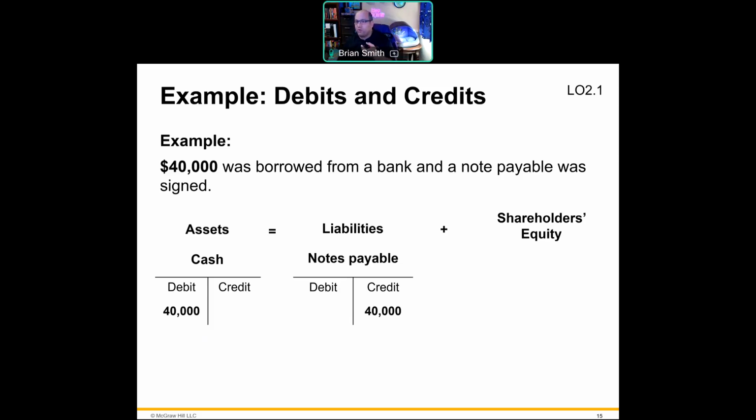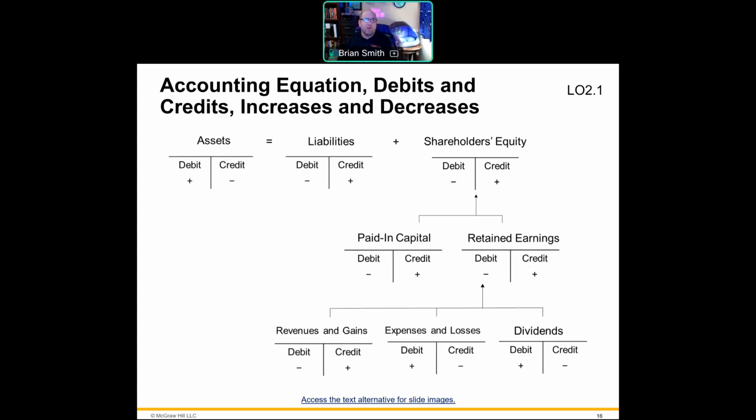Notice it's notes payable, not accounts payable. We borrow from the bank, it is a note payable or a bond payable. The bank's not going to give us a bond. We're going to give them notes. Okay. Here is a breakdown of all the things that you would need.